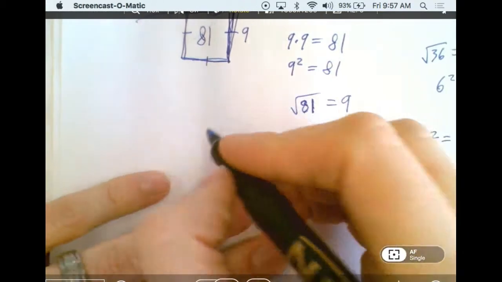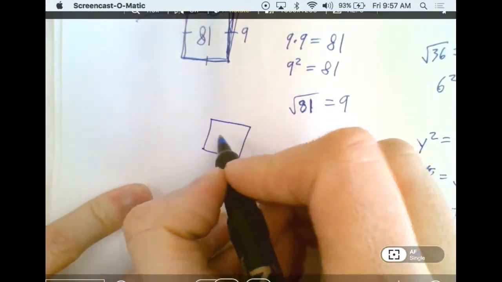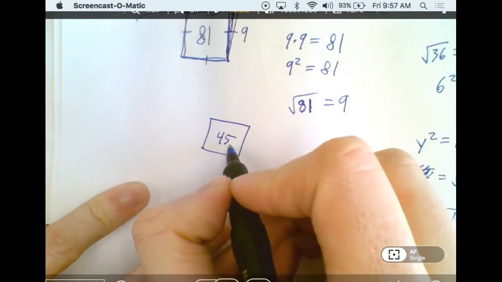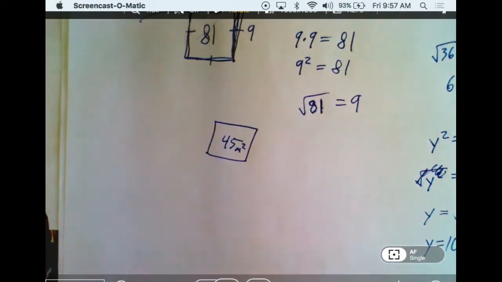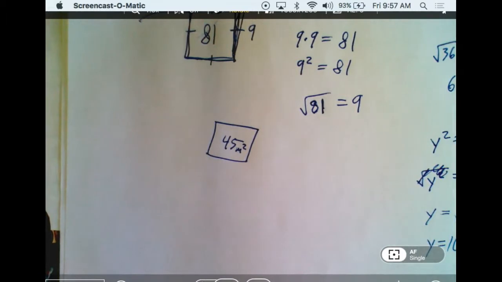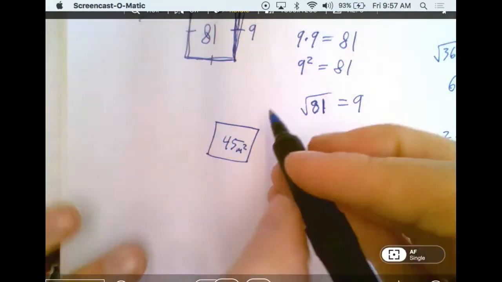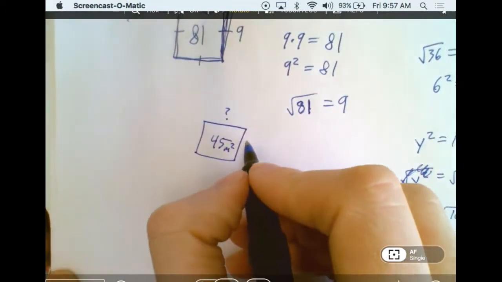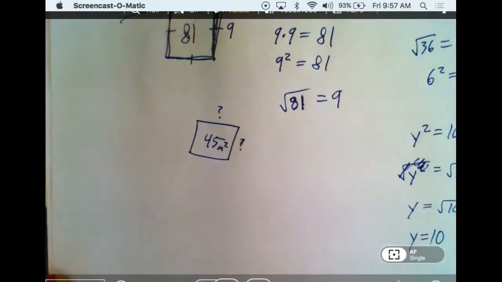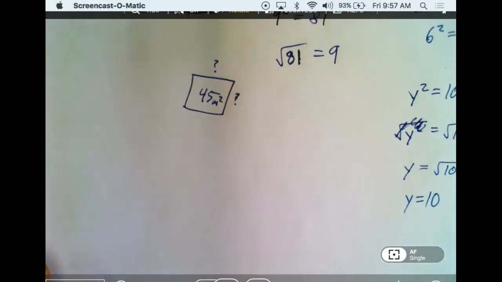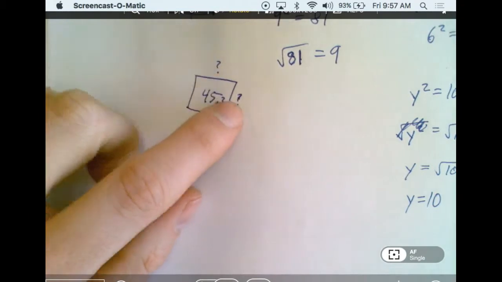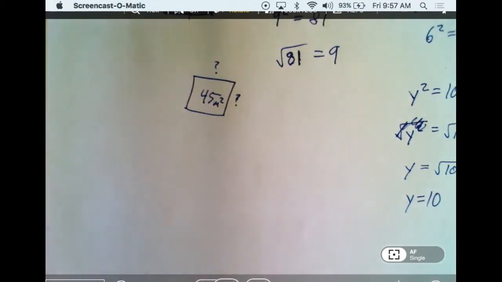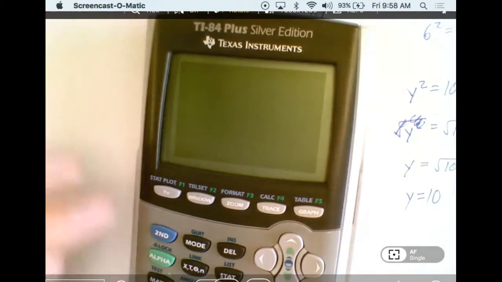So check this out. If I had a square and I told you that the area was 45 meters squared, okay? And I asked you, hey, what is the length of this side? And what is the length of this side? You know they're going to be the same, right? Basically, you're trying to find, what number times itself gives me 45? Well, that one is not a perfect square. It's not a whole number answer, is it? You'd have to get out your calculator, which I'll do right now, which my class is doing right now.